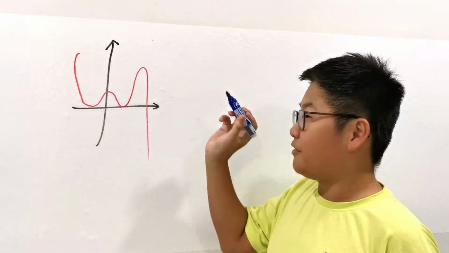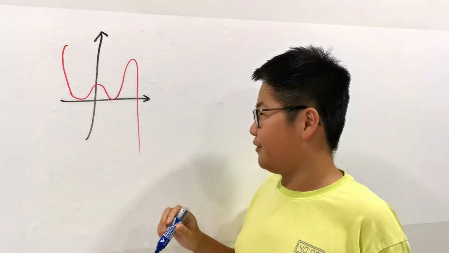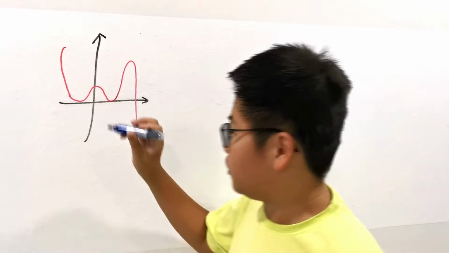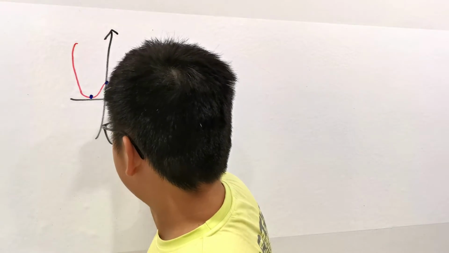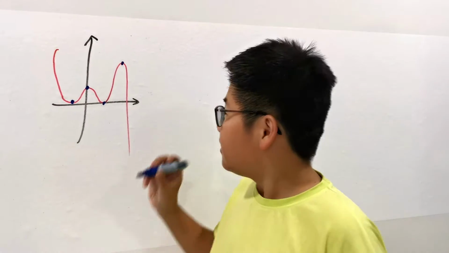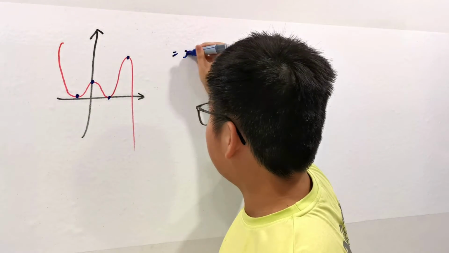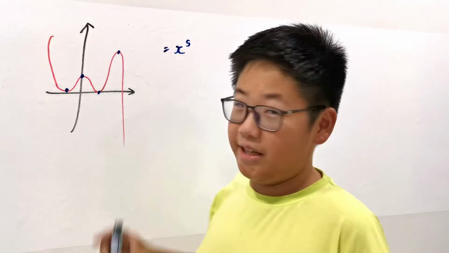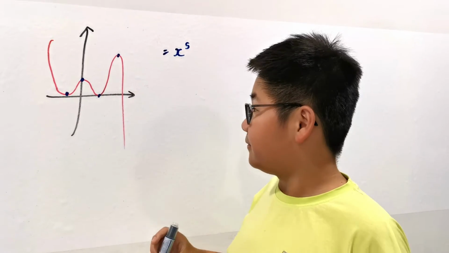So anyway, we need to find a potential equation for this curve. Okay, first things to note, the curve has 4 local minima and maxima, so that means the curve must be a quintic. So we'll mark it as one of our characteristics.